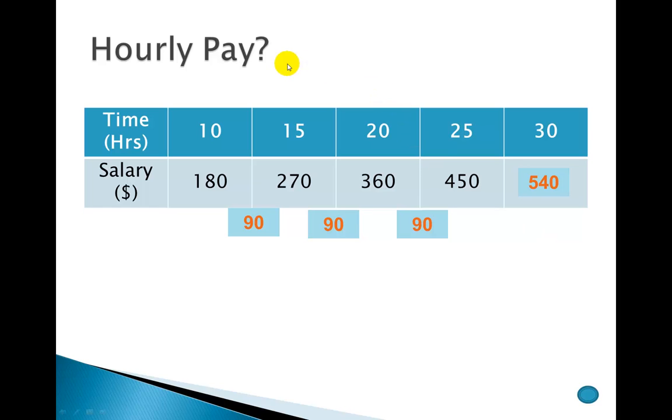Okay, so then what are we looking for? Our hourly pay. So that's a nice straightforward question. How much do we get paid per hour? Well, what we'd have is a nice 90 divided by 5. I would take the salary change and divide it by the 5-hour increment. So I'm looking at the change in hours and the change in salary. And so 90 over 5 would give me 18. 18 would be my hourly pay. And that makes sense, because if I take 18 times the 30 total hours, we would get 540.